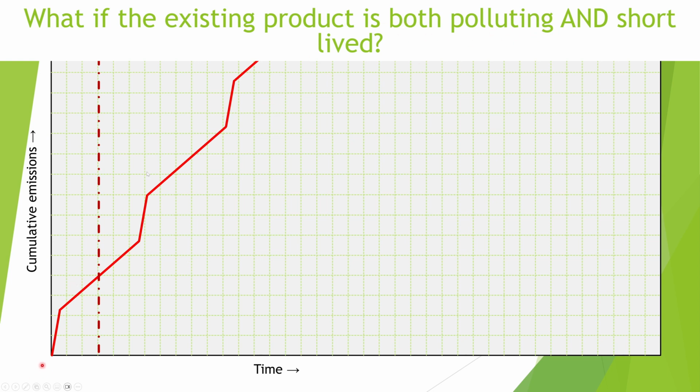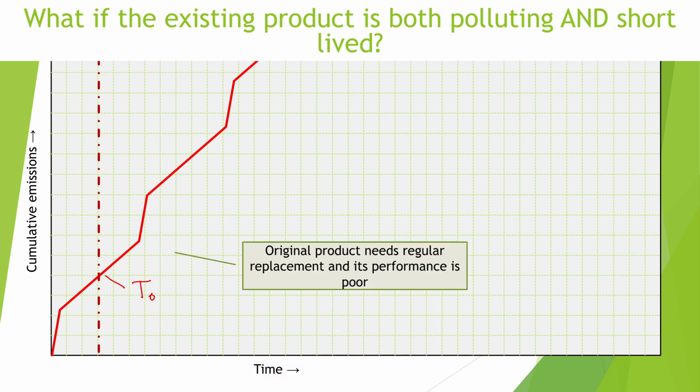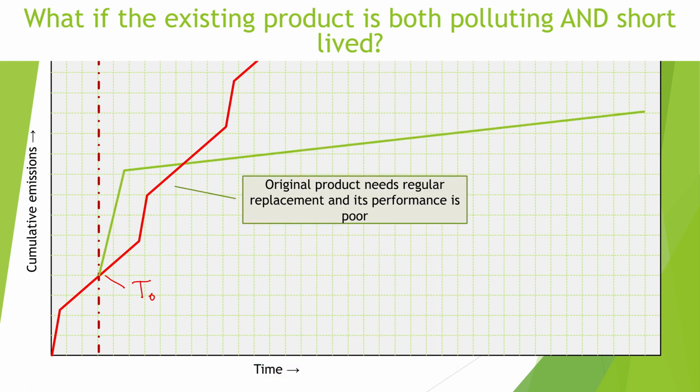Occasionally in life we get a situation where you have an existing product which is both polluting and short-lived. So in this case I've shown you a red product which has a very high emissions associated with manufacturing it and a high emissions associated with using it. And if we come down here to point T, which is where we are at the moment, we can see that if we then replace that red product with a new technology green product, not only will the green product use less energy during use because the slope is much lower, but it will also last a lot longer. So even though it uses more energy to make it, it will last a lot longer.